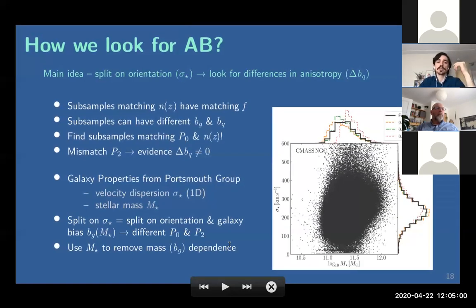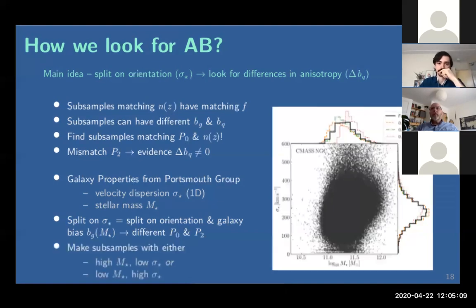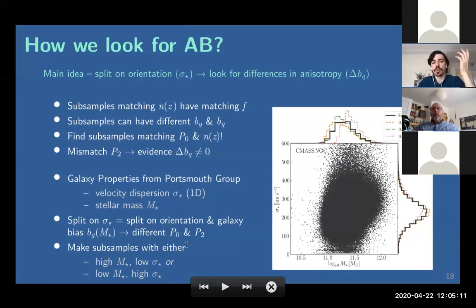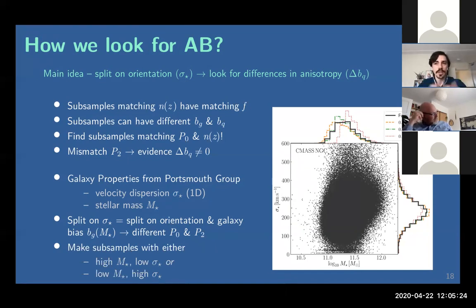So our goal is actually to match monopoles. So we use this additional scalar, the stellar mass, to remove this dependence of the bias on the mass. So our actual goal is to make subsamples that either have high stellar mass and low velocity dispersion, or low stellar mass and high velocity dispersion. So this will be orientation driven, and not just a relation between the stellar masses and velocity dispersion.